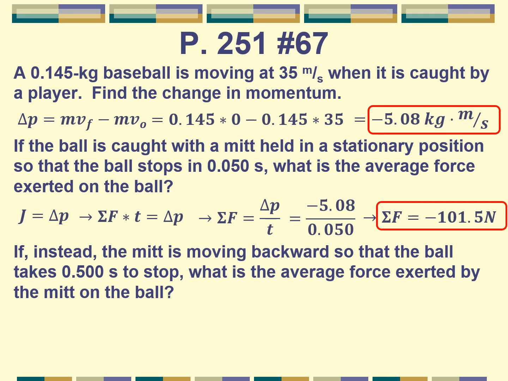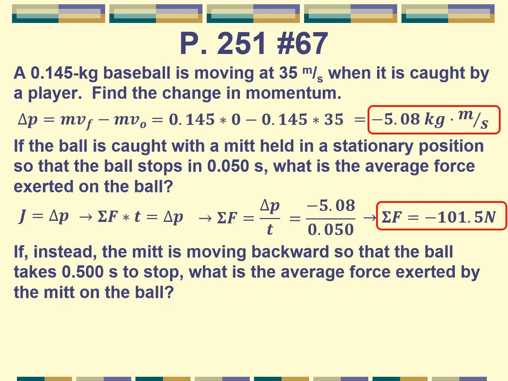The last part says if instead the mitt is moving backwards so that the ball takes 0.500 seconds to stop. So this time the person who has the mitt, who's catching the ball, kind of goes with the ball a little bit, so it takes a little bit more time to stop. Now with that, you should realize that if you're taking more time to stop, that means there's less average force exerted on the ball. So the question here is, what's the average force exerted by the mitt on the ball this time?